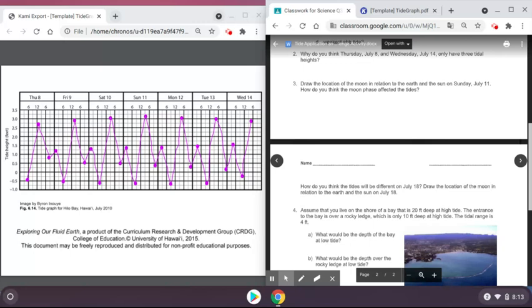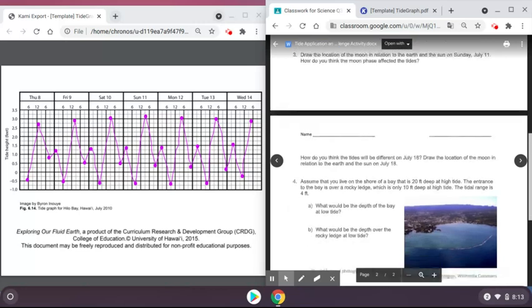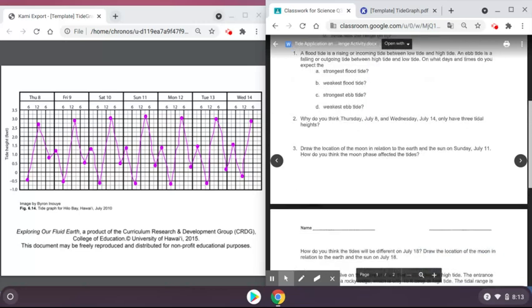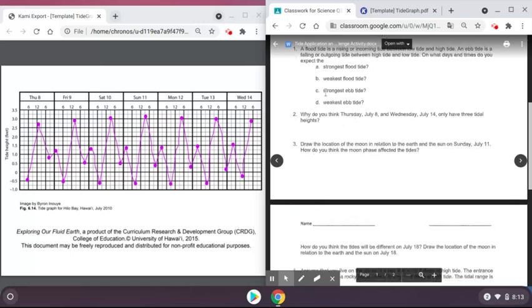But our data set tells us that Sunday the 11th is a new moon. So add a little text telling me how that affected the tides. If you're not sure, go ahead and rewind this video. I did talk about that during our strongest ebb tide and our strongest flood tide for this second number 1 up here.